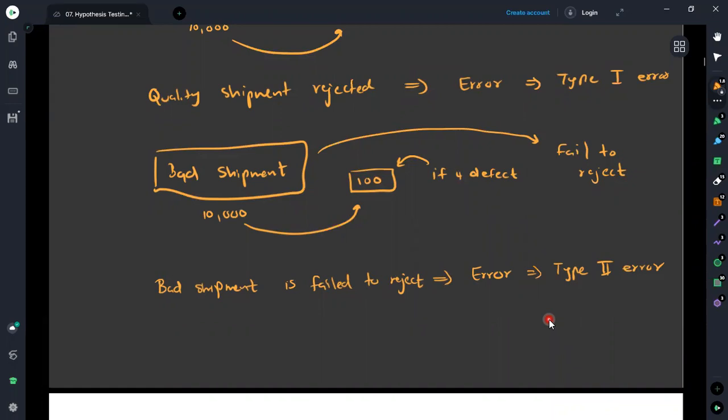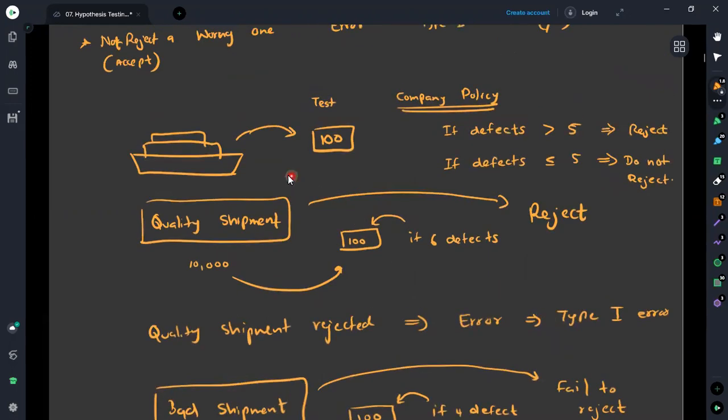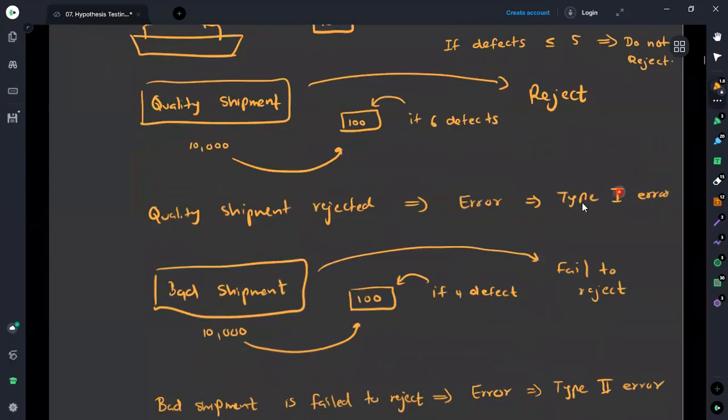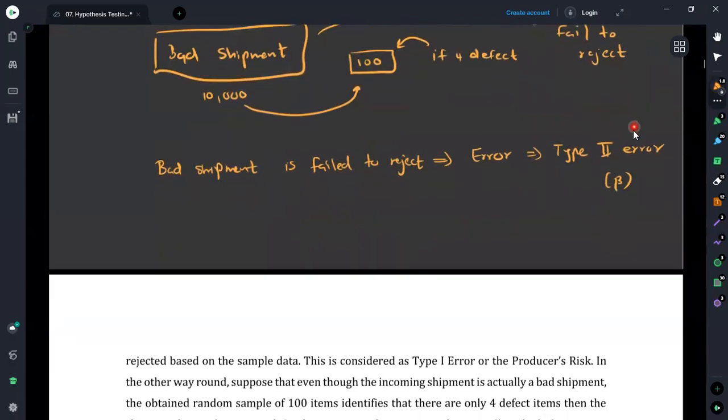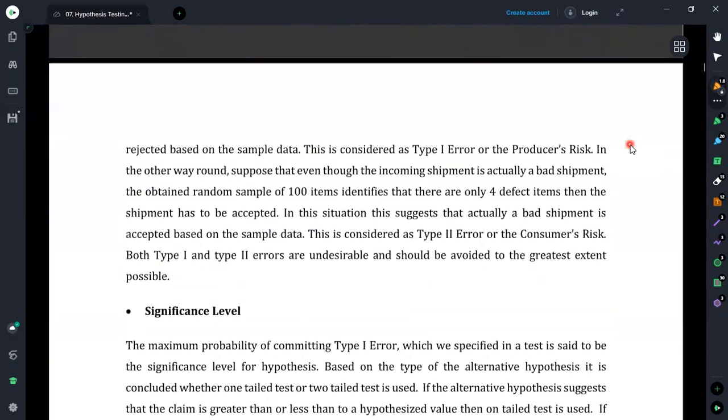Therefore, these are the errors which can be seen under hypothesis testing. Actually, when a true hypothesis is rejected, it is said to be type 1 error, or it is said to be the significance level, alpha. Type 1 error, it is the alpha. Then the next error that we can see is when a bad shipment is failed to reject. It is the consumer's risk, or we are saying it as the type B or type 2 error, which is said as beta.